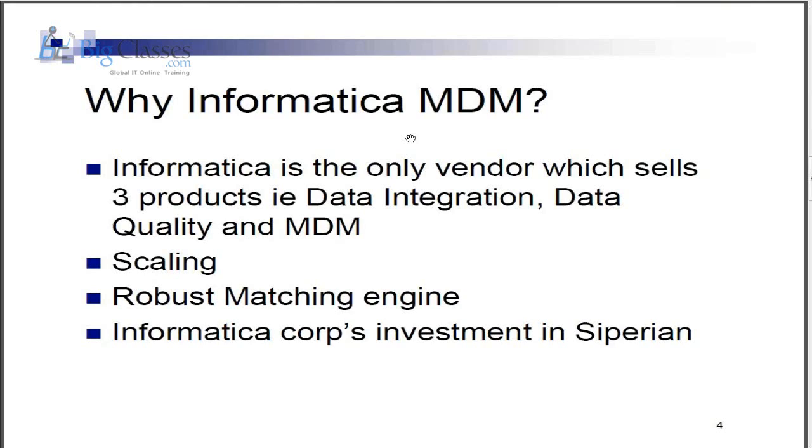Okay. And coming to the second point, that is scaling. There are many types of scaling. You can either have horizontal scaling or vertical scaling. Informatica works for both. If you want to increase your server capacity by adding additional servers, you can do that without decreasing performance. You can say the performance will increase linearly when you add the servers.